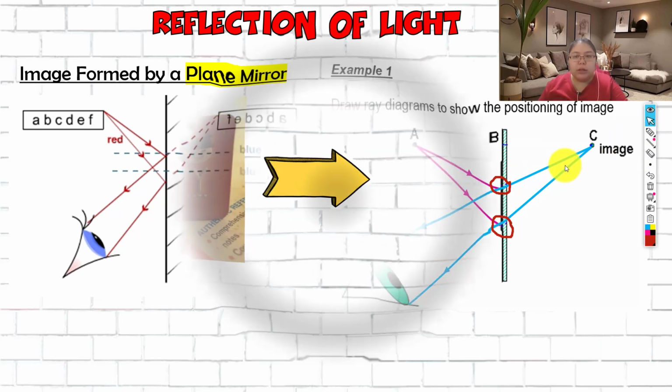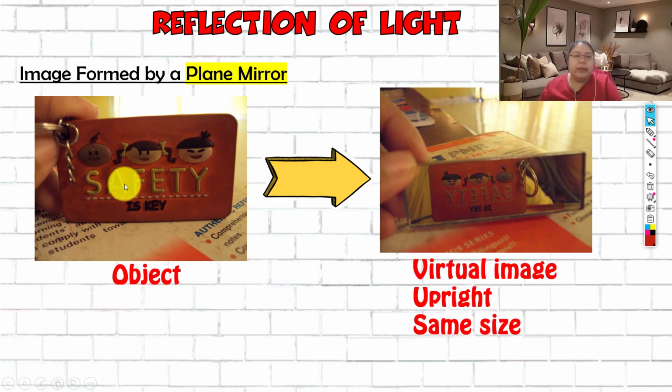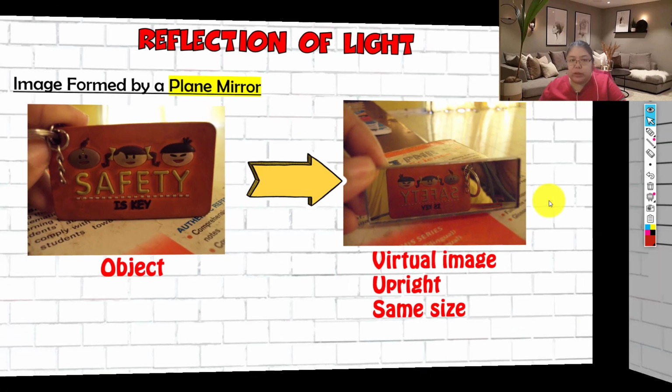This one is an example diagram. This is a diagram of the object. When the light is reflected from the mirror, this one is the image formed by the mirror. You can see the situation. Number one, it is a virtual image because you cannot capture it on a screen. Number two, it is upright. That means the cartoon at the top is still at the top in the image on the mirror, and the word is at the bottom. The sign should be the same. Just, you find it laterally inverted. It starts with the S here, but in the image it starts with the Y. So this one we call laterally inverted.